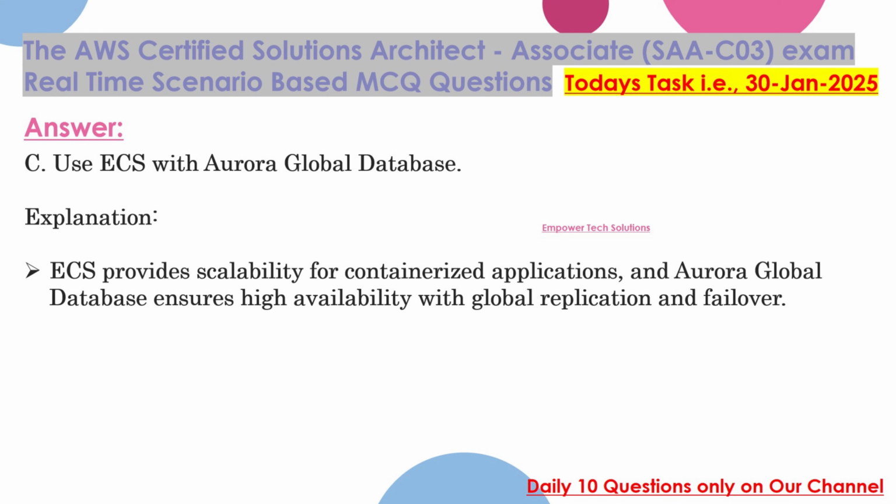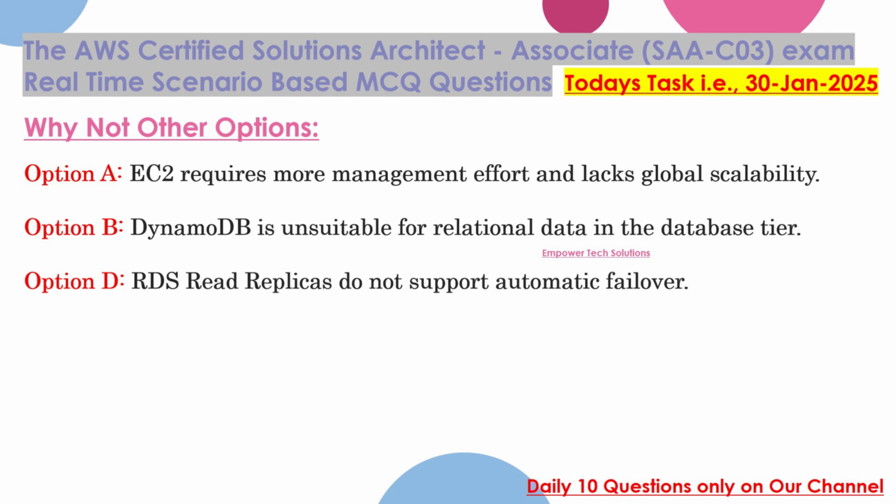Correct answer: C. Use ECS with Aurora Global Database. Explanation: ECS provides scalability for containerized applications, and Aurora Global Database ensures high availability with global replication and failover. Why not other options? Option A, EC2 requires more management effort and lacks global scalability. Option B, DynamoDB is unsuitable for relational data in the database tier. Option D, RDS read replicas do not support automatic failover.